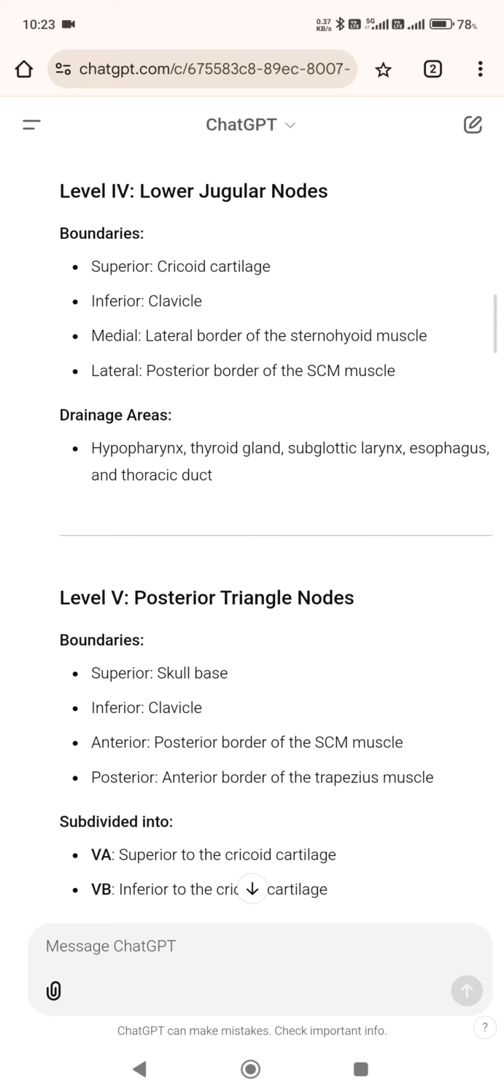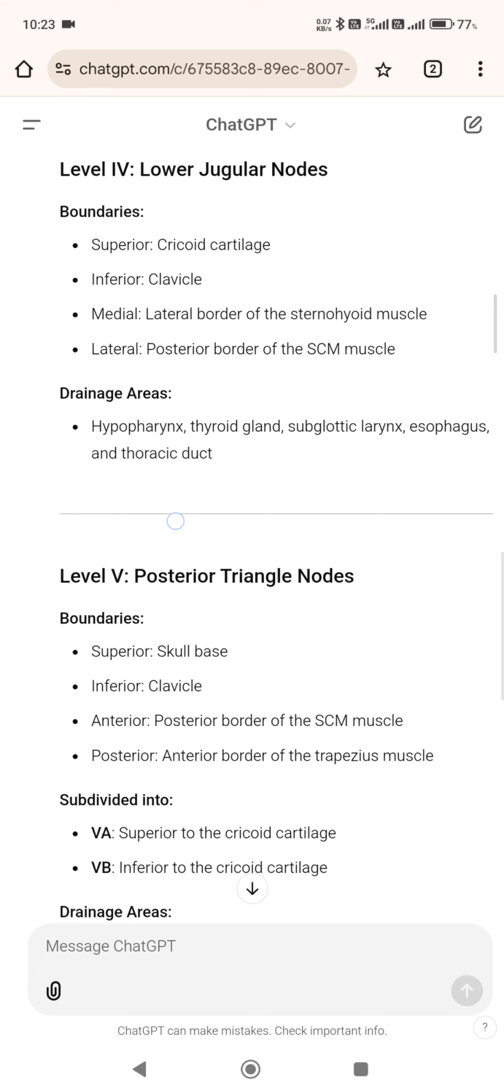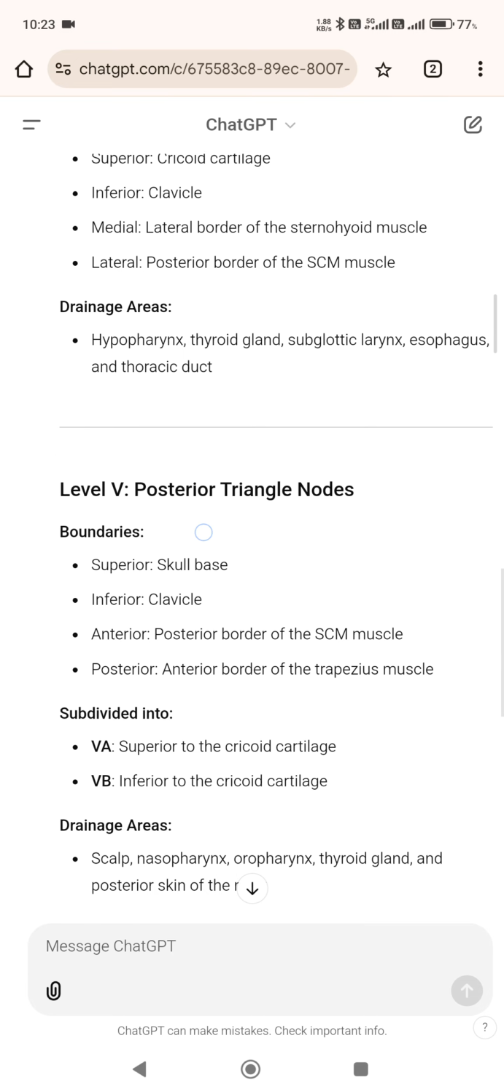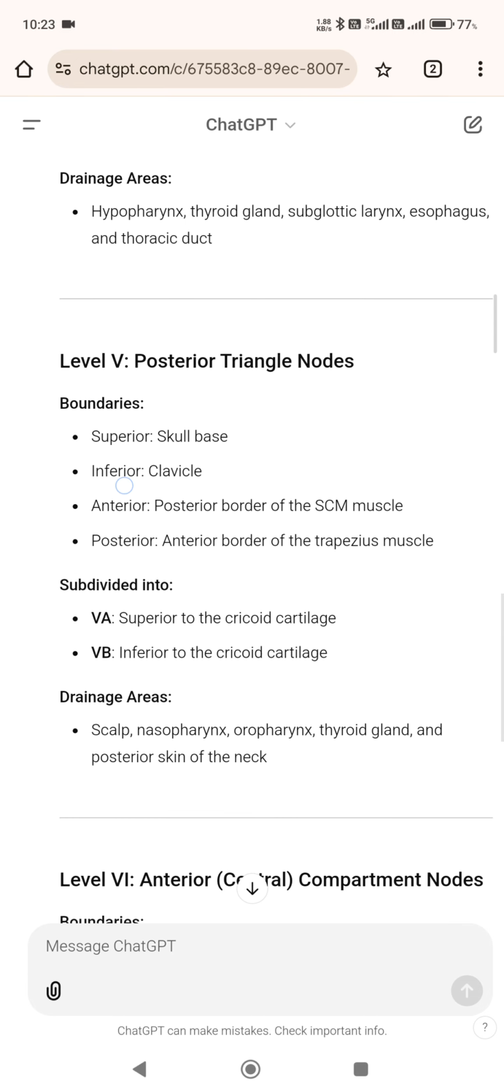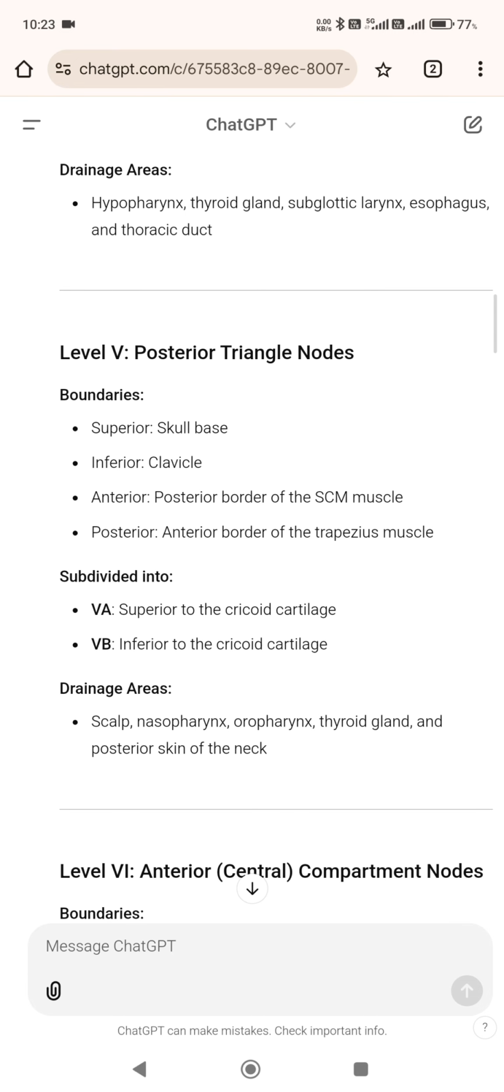Level 4, lower jugular nodes. Superior, cricoid cartilage; inferior, clavicle; medial, lateral border of the sternohyoid muscle; lateral, posterior border of the SCM muscle. Drainage areas. Hypopharynx, thyroid gland, subglottic larynx, esophagus, and thoracic duct.